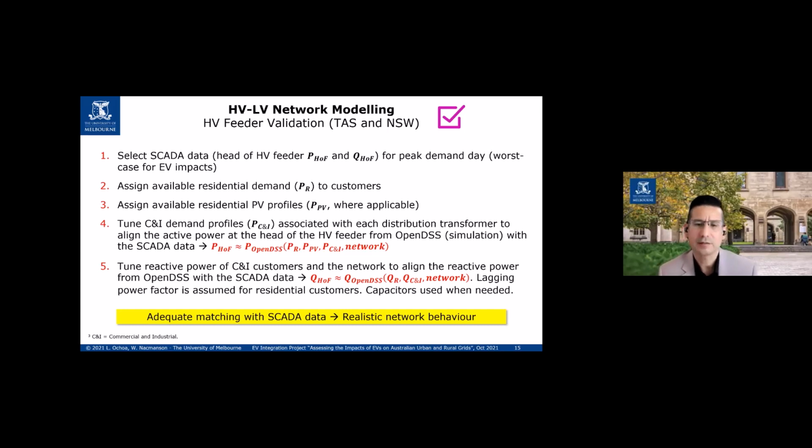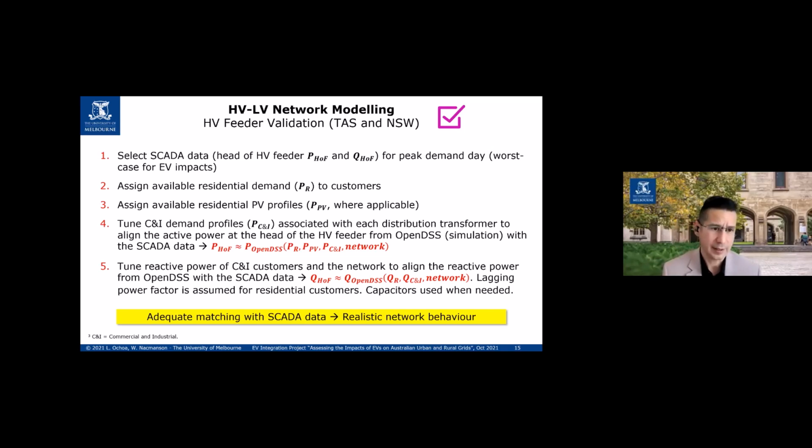What we did is we picked the peak demand day, because that's the worst case scenario for electric vehicles, and we captured that particular day. Then we started using available residential profiles that we had for customers. For Victoria and for New South Wales, we were using anonymized smart meter data we had from another project from Victoria. From TasNetworks, we were using a diversified profile that was provided by TasNetworks as well. So we allocated that to the residential customers.